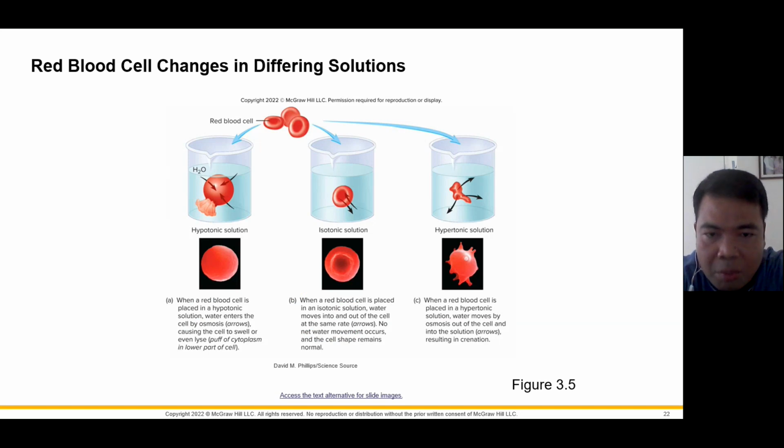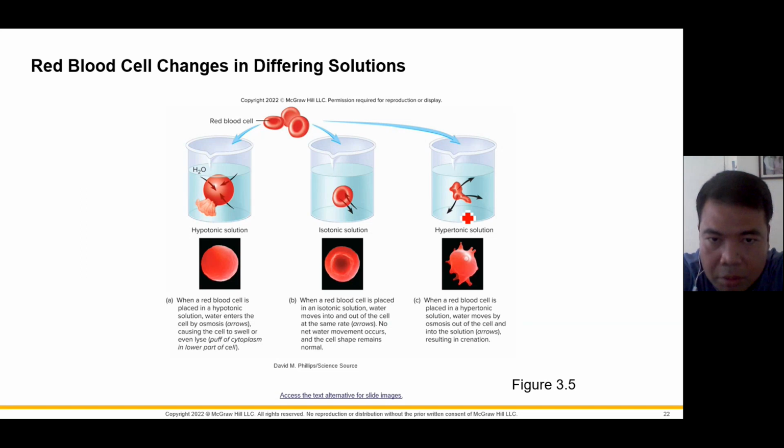So this is the summary of what we have just discussed. When you place the cell in an isotonic solution, it will remain normal because there will be no net movement of water inside and outside of the cell. When you place the cell in a hypotonic solution, like for example, distilled water, water will move to the inside of the cell. The cell will swell and eventually burst into cell lysis. When you move the cell into a hypertonic solution, the cell will shrink because water may move outside of the cell because of that hypertonic solution.